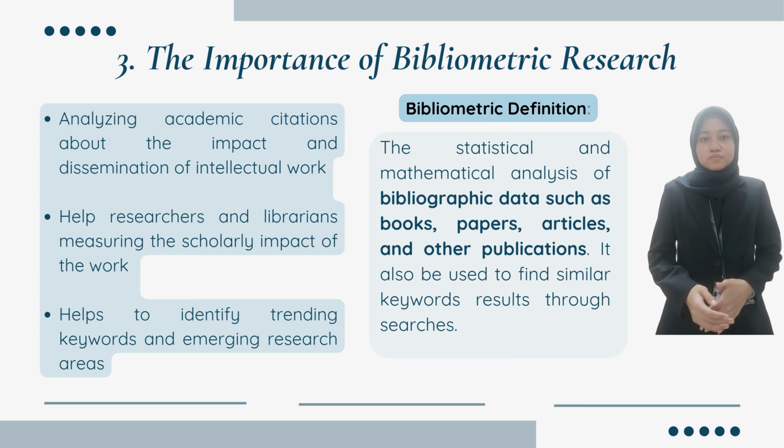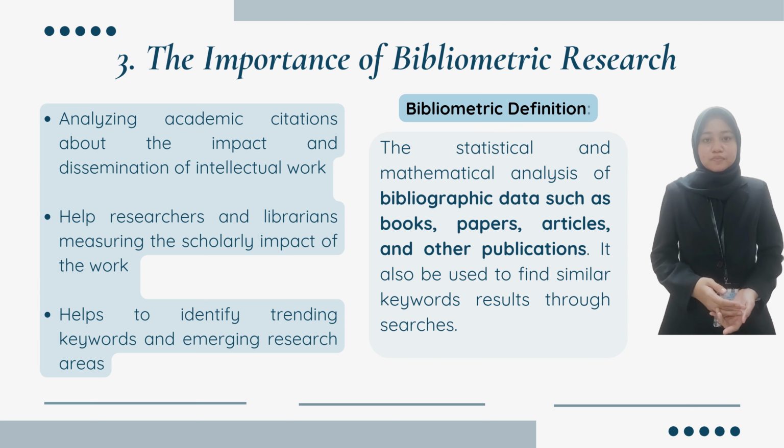The definition of bibliometric refer to the statistical and mathematical analysis of bibliographic data such as book, paper, article and other publication. It used to find similar keyword by conducting survey of the most qualified author in subject. In fact, there are bibliometric databases which is the main provider of publication metadata and bibliometric indicator for widespread use in evaluation. For example, Web of Science and Scopus.